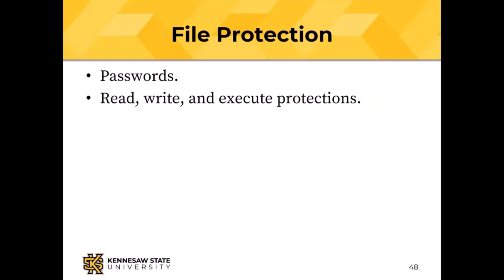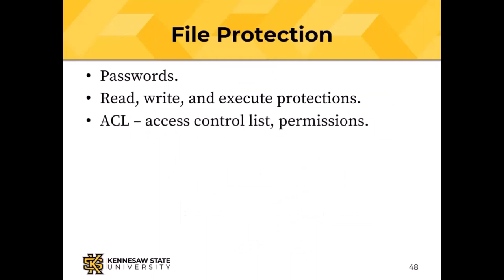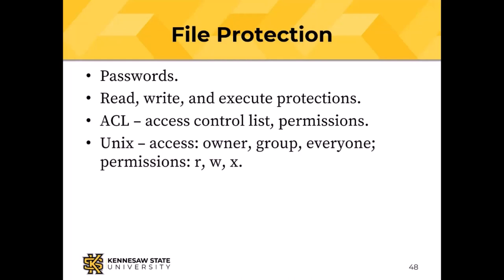For file protection, we have passwords. In Unix, we have read, write, and execute. In NTFS, we have an access control list with much more granular permissions. Unix has read, write, and execute, and also owner, group, and everyone. And so I can combine read, write, and execute with owner, group, everyone, and get 9 possibilities.